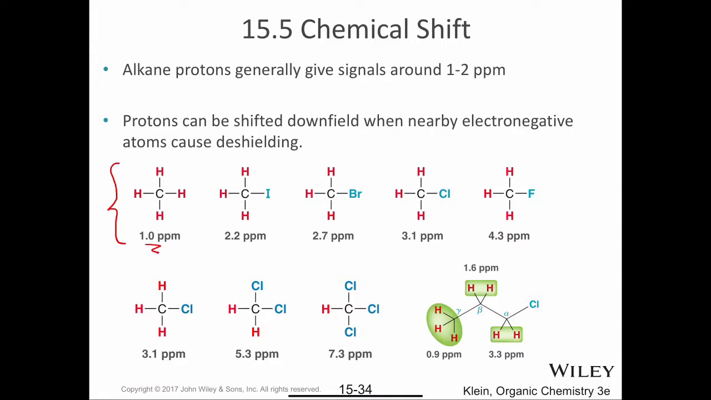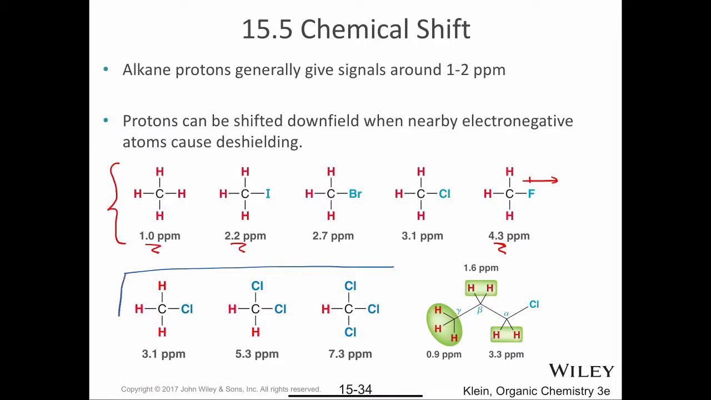But what happens when I add a halogen like iodine to the molecule? You can see that the chemical shift increases by 1.2 parts per million to give me a chemical shift of 2.2 parts per million for iodomethane. And you can see that that effect is exacerbated as I add more and more electronegative elements until I get up to fluoromethane, which has a chemical shift of 4.3 parts per million. What's happening in each one of these methyl halides is that the electronegative element is withdrawing electron density away from those hydrogen atoms. Therefore, they are being deshielded, which causes them to have a higher chemical shift.